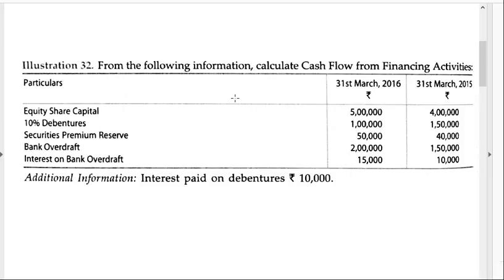Securities premium reserve. Earlier it was 40,000 and then it is 50,000. Bank overdraft. Bank overdraft is loan from bank. Clear? It was 1,50,000, now it is 2 lakh. Interest on bank overdraft. Last year the interest paid was 10,000. This year the interest paid was 15,000. Clear? Additional information, interest paid on debentures rupees 10,000. Now shall we start with equity share capital? Okay. Let's start doing the question.